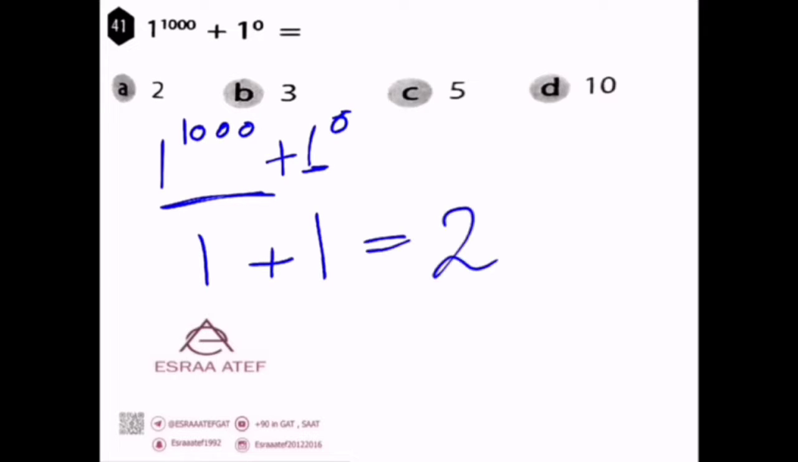Here we have 1 power by 1000 plus 1 power by 0. 1 power by any number gives me 1, and any number power by 0 gives me the same 1. So 1 plus 1 equals 2. So the answer will be 2.